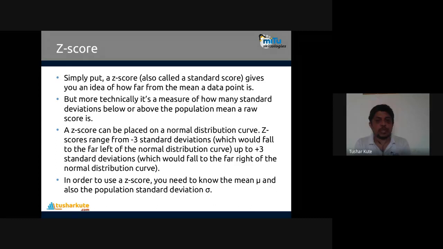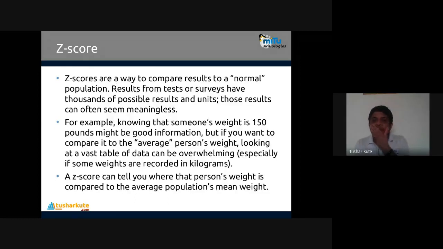In order to use a Z score, we need to know the mean, that is mu, and the population standard deviation, which is sigma. These two are used to find the Z score. We have already seen the mean and the standard deviation, and with the help of those, the Z score is calculated. Z score is a way to compare results to the normal population, and with that we can identify how normal a result is. Results from tests or surveys have thousands of possible results and units.